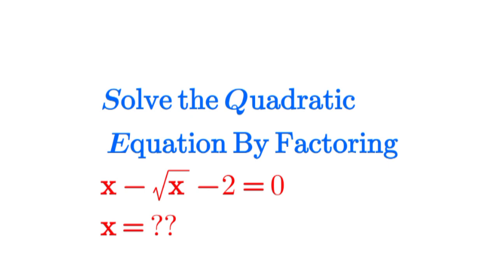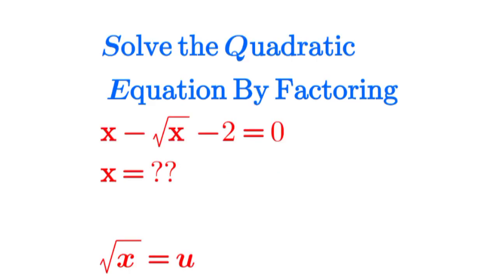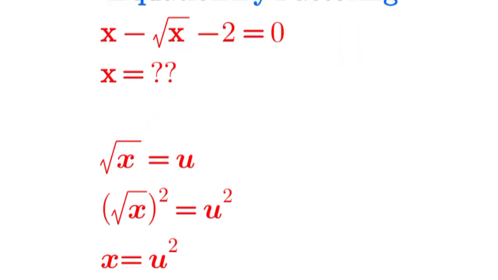So we can say let the square root of x be equal to u. Now since the square root of x is equal to u, we can take the square of both sides, and our x will be equal to u squared.